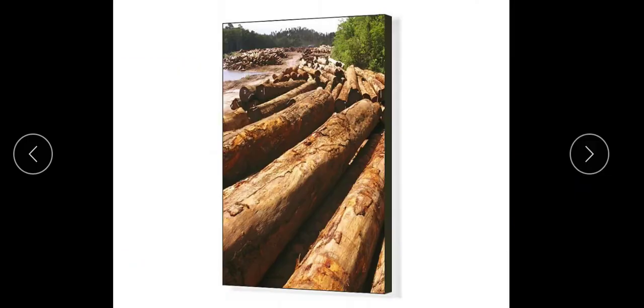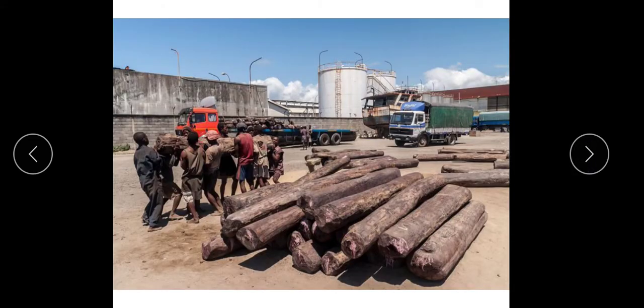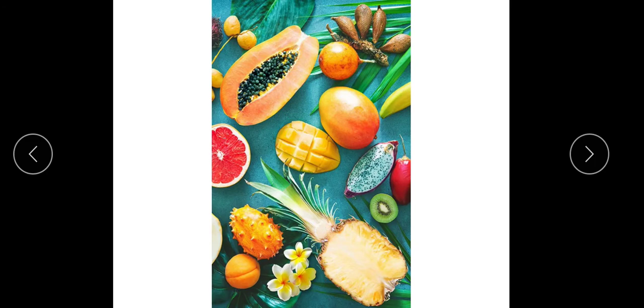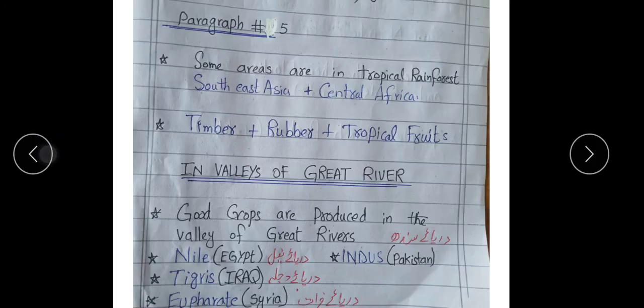Let me tell you something about them. You can see these are the timber products, and these are rubber products, which we can also extract from the rainforests of Africa as well as Southeast Asia. And these are the tropical fruits which can be produced in the tropical rainforest.